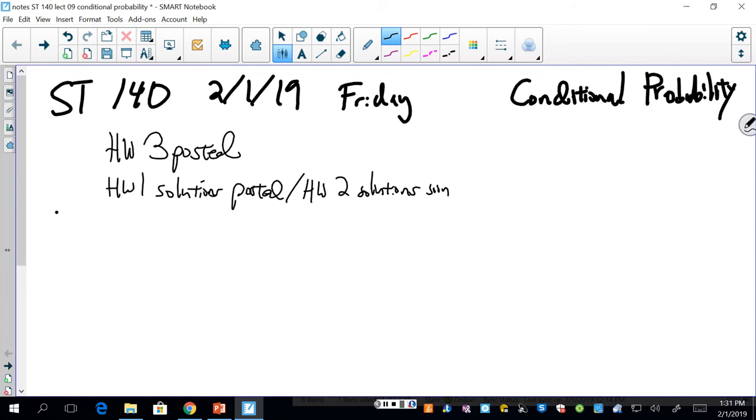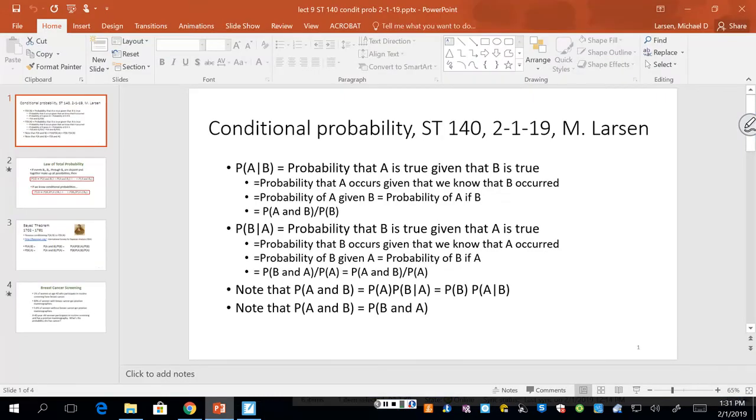Okay. So on the handout, conditional probability is the probability that one event happens given that another one does. If A and B are two events, it gets written as P(A | B), which means the probability that A is true given that B is true.